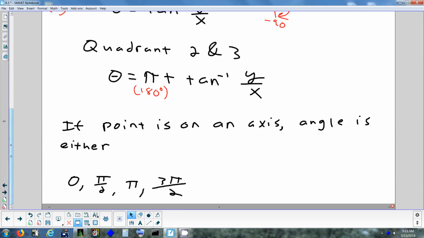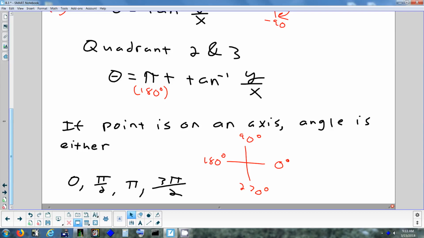So what do you do if it's on an axis? You just have to memorize the answer. It's 4 numbers: 0, 90, 180, 270. So you have to just memorize those 4.